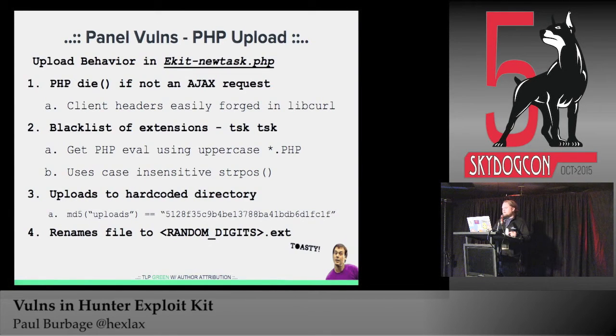One of the first checks that this block of code performed is that it would die if it was not an AJAX request. This being a client header, it's very easy to forge, not only from the curl command line, but also within libcurl, given any programming language: Perl, PHP, or even Python. The second check is a blacklist of extensions. Whenever I'm taking a look at PHP code for vulnerabilities, I love seeing blacklists because they're very easily bypassed.